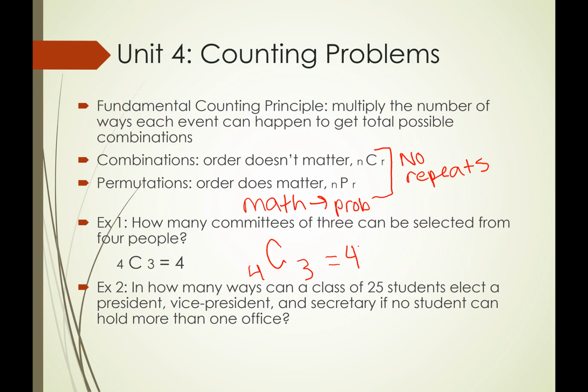In how many ways can a class of 25 students elect a president, vice president, and secretary if no student can hold more than one office? So with this one, order does matter because there are different positions. Anytime there's different positions, order does matter. So we have 25 people and we want to pick, there are 3 offices. When you type that in, you should get 13,800.